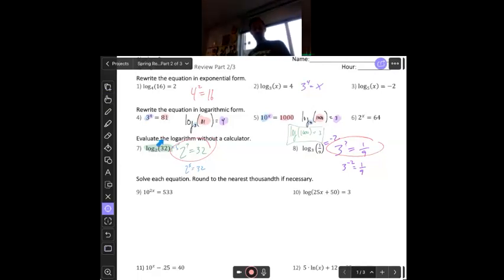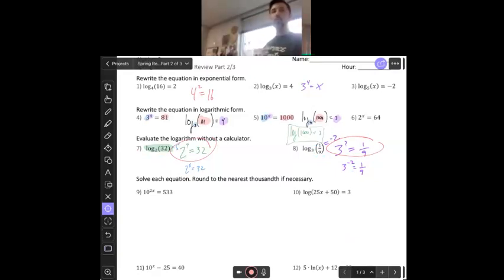We were able to figure out log base 2 of 32. We were able to figure out log base 3 of 1/9. There's a whole bunch more that we couldn't figure out, like log base 2 of 10. That's not something we should just know. So the change of base formula allowed us to do that. You guys don't have to worry about that, though.